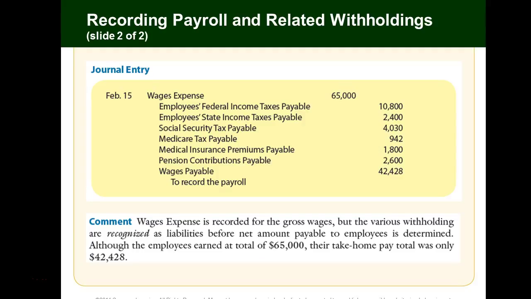Wages expense is recorded for the gross wages, but the various withholdings are recognized as liabilities before the net amount payable to employees is determined. Although the employees earned $65,000, their take-home pay was only $42,428. So about 25%, 30%.